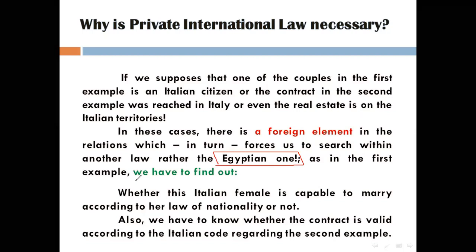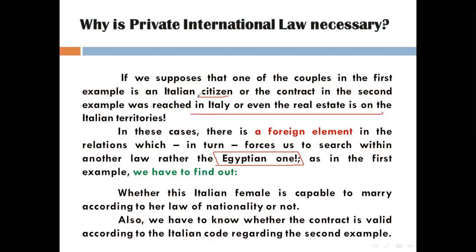Now, when I want to marry an Italian girl, it may be that my law allows this marriage. However, it may be that the Italian law, I mean the law of her nationality, forbids this kind of marriage. Okay? Also, we have to know whether the contract that we concluded in Italy is valid according to the Italian code regarding the second example that we mentioned here.